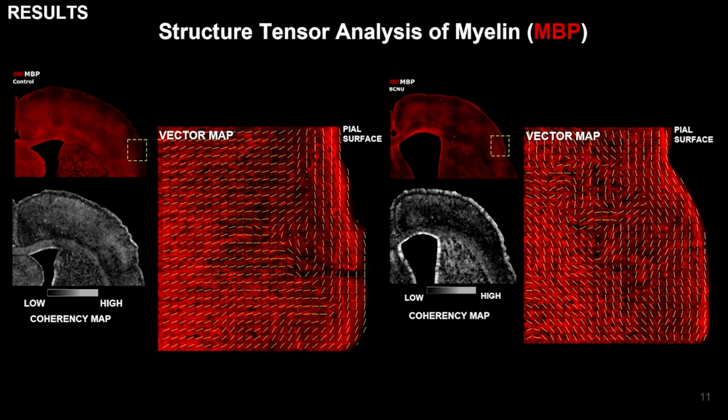Also, this was corroborated with vector maps, where swirls of vectors interspersed in the somatosensory area of the cortex were observed, corresponding to a disorganization of the myelin fibers.